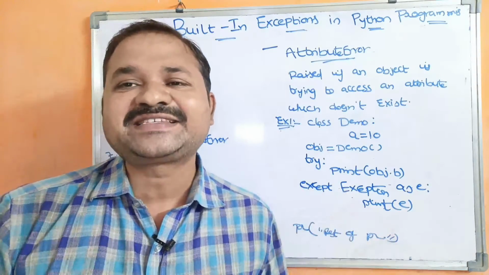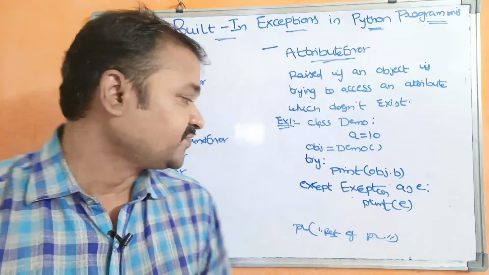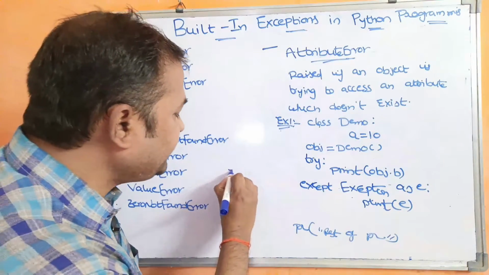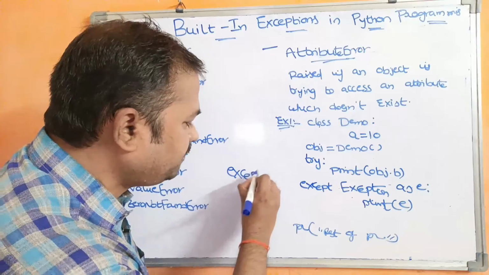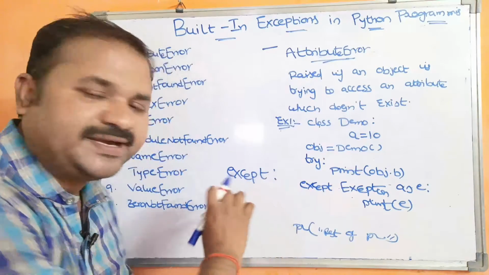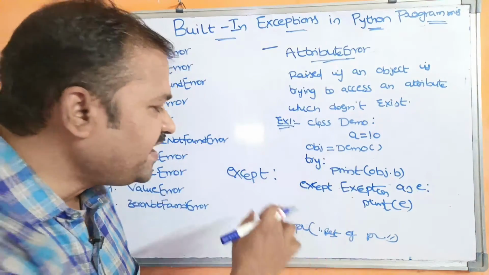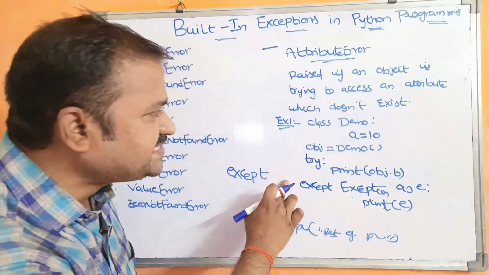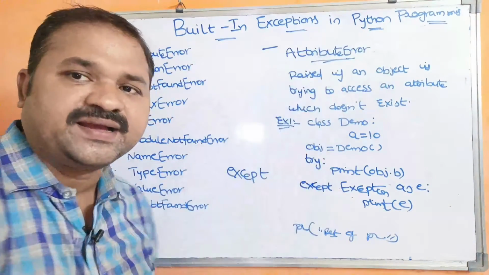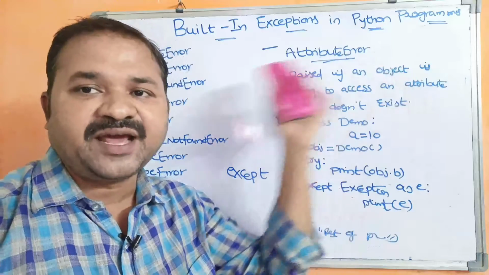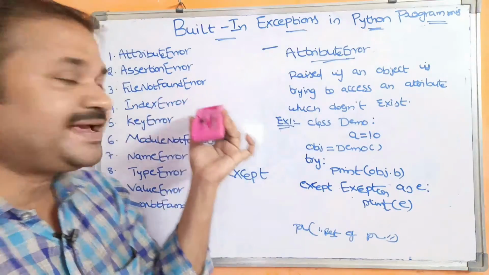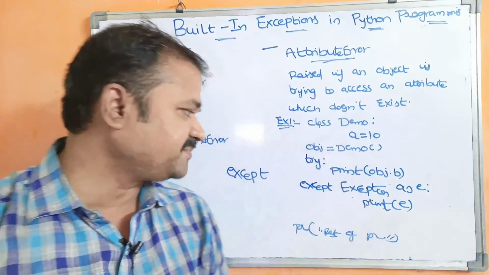So we can write except by using these three ways. What is the first way? The first way is just write except, and in the except block display some message. And the second way is except, and after except display the corresponding exception class: attribute error, assertion error, index error. Likewise we have several exceptions.